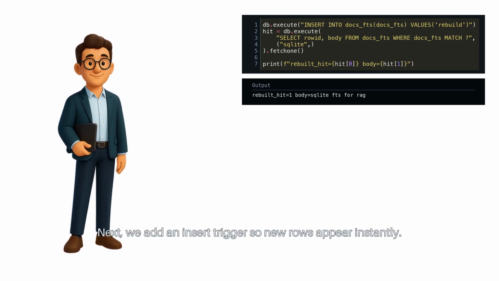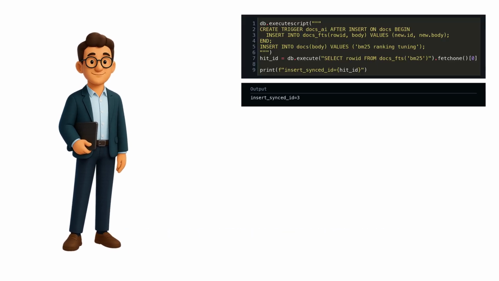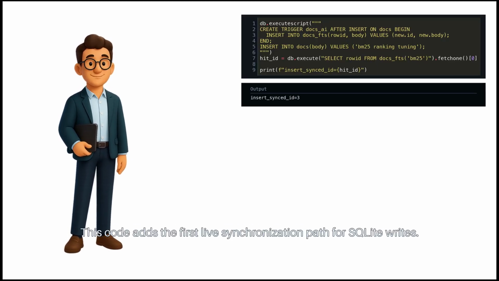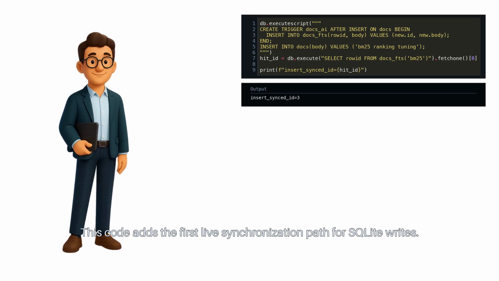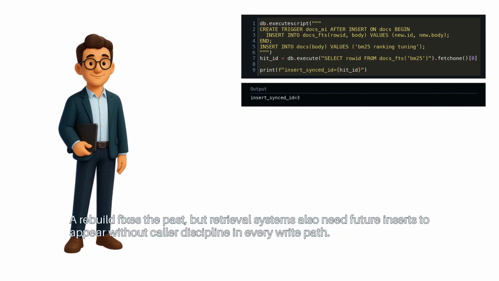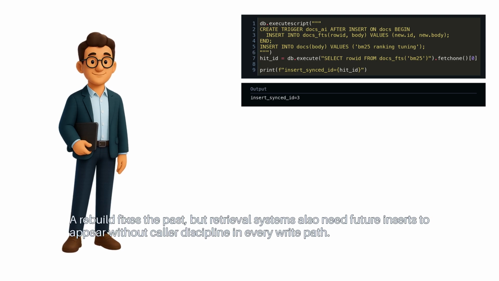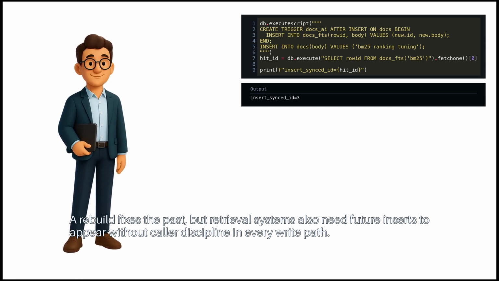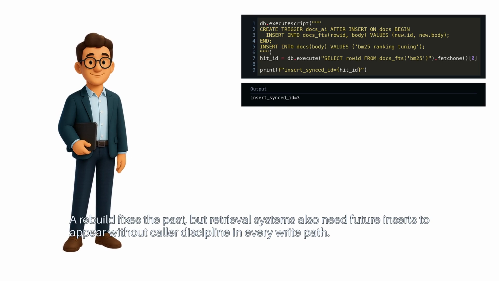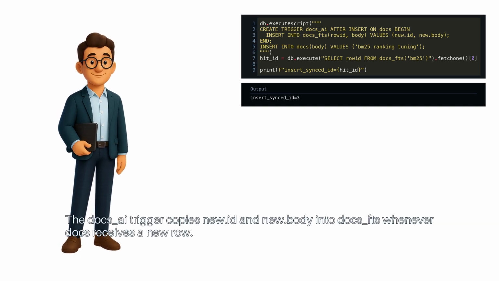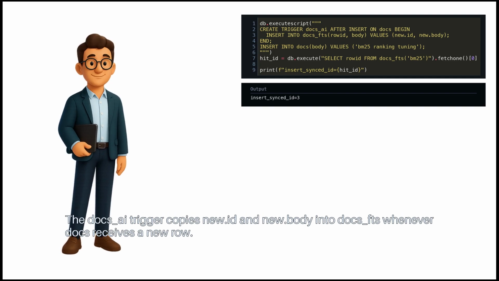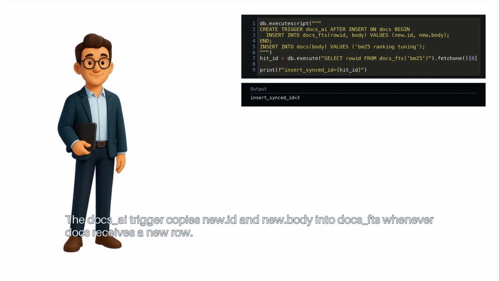Next, we add an insert trigger, so new rows appear instantly. This code adds the first live synchronization path for SQLite writes. A rebuild fixes the past, but retrieval systems also need future inserts to appear without caller discipline in every write path. The docs_ai trigger copies new.id and new.body into docs_fts whenever docs receives a new row.